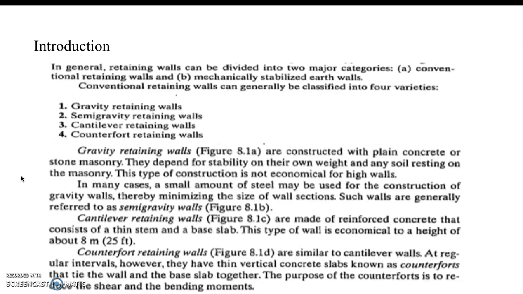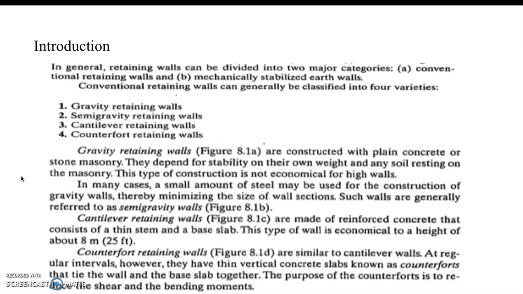So in other words, retaining walls serve basically as a protection for near vertical sloping areas or sloping areas to prevent the soil from erosion. So that's the main purpose of a retaining wall. There are two categories of retaining wall. You have the conventional retaining wall and the mechanically stabilized earth wall. For this chapter, we're going to discuss the conventional retaining wall.